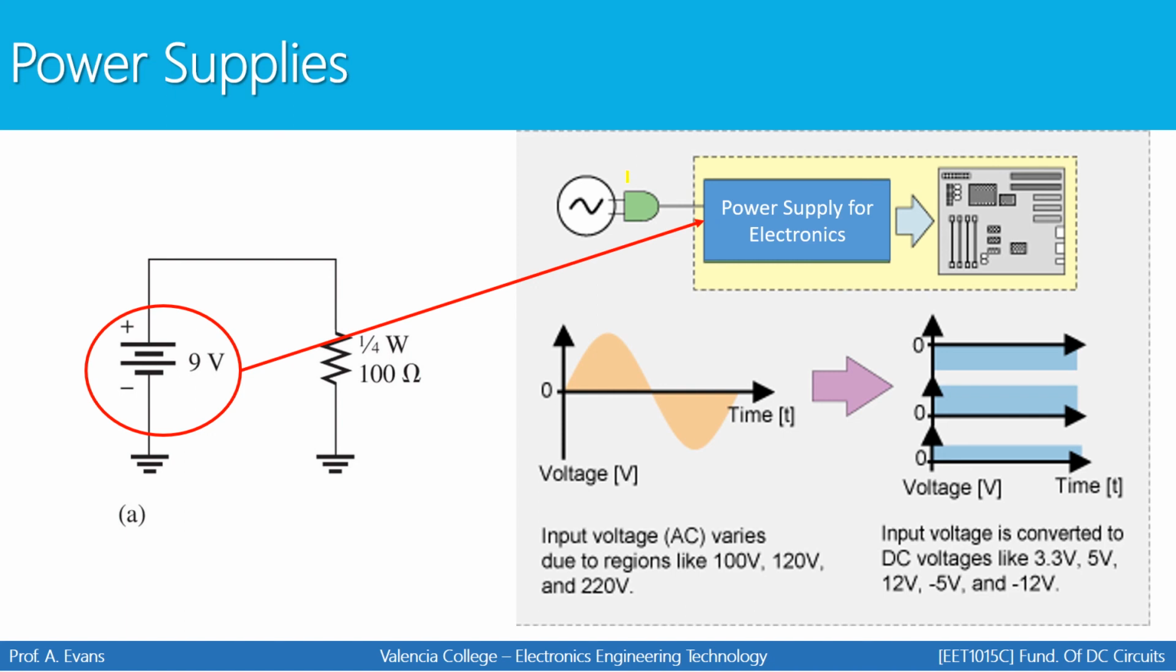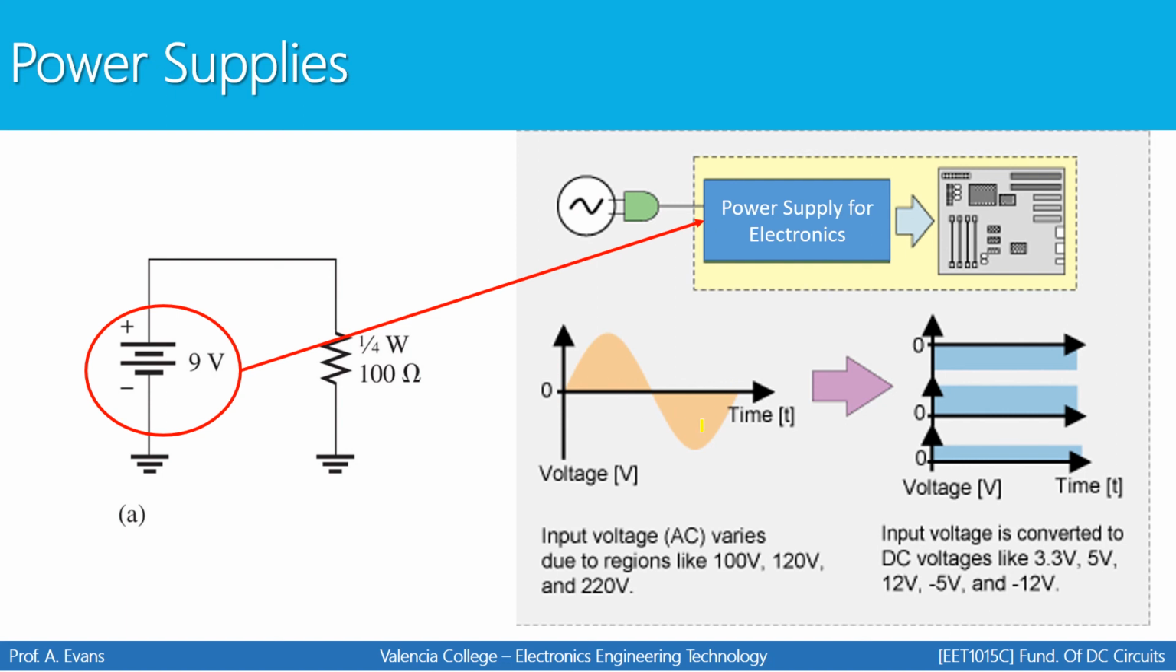So a power supply is going to be found on each of your lab stations when we get to the lab. You'll learn how to use it during the course of the semester. The power supply plugs into the wall. The wall delivers an AC voltage, which is an alternating voltage. It looks like this. It's a sine wave that changes with time.